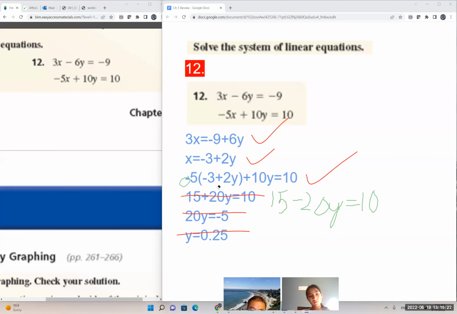So -5 times 2y, you get a -10y, right? Correct? Yeah. Then plus 10y, how you can go to -20y? No, think it again. -10y plus 10y. What you should get? Yeah, correct here. So yeah. Go to 10.